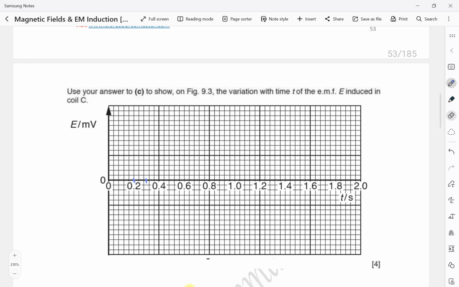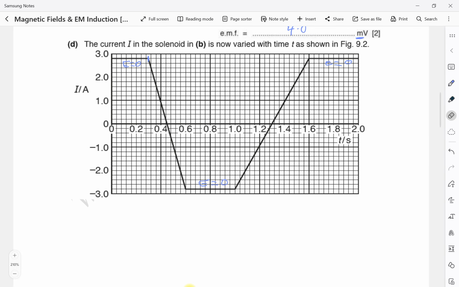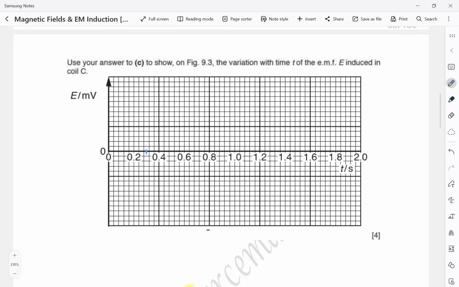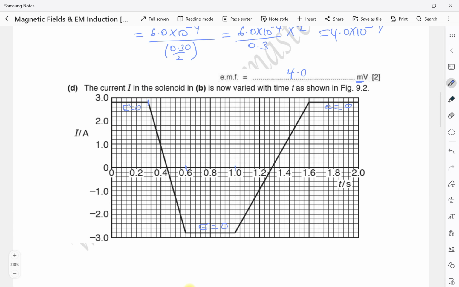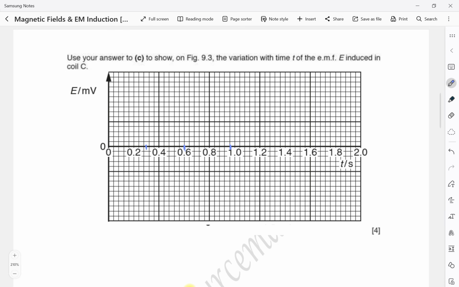So we have seen that between t equals 0 and t equals 0.3, the induced EMF is 0 because the current was 0. Then between 0.6 and 1.0, the induced EMF is also 0. Then between 1.6 and 2.0, the induced EMF is also 0 because the current is constant. So for those points, it's going to be a horizontal line along the x-axis.